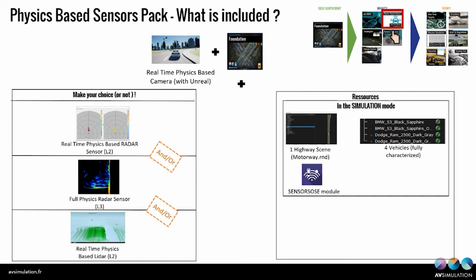Also, you will find a new module in your configuration, the sensor OSE module. This module is, I would say, the sister of the sensor module that you know for level 1. It will work exactly the same. The sensor OSE module will manage the level 2 or level 3 radar. You will just have to add it in your SCANeR configuration and launch it, and everything will be automatically managed by this module.